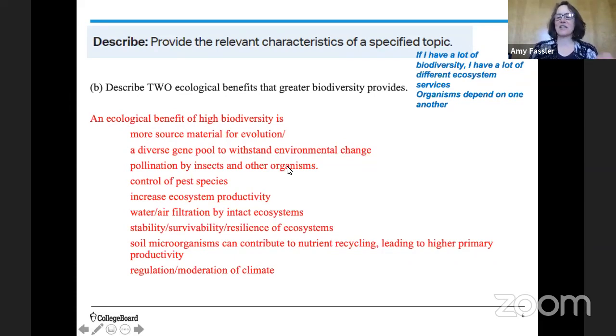And then a lot of these get into the benefits of biodiversity: I'm more able to fulfill a lot of those ecosystem services, such as pollination, pest control, filtering air or water, the amazing ability of soil microbes and their importance in biogeochemical cycles, the ability to regulate or moderate climate. All of these are services, ecological benefits of having a lot of biodiversity.